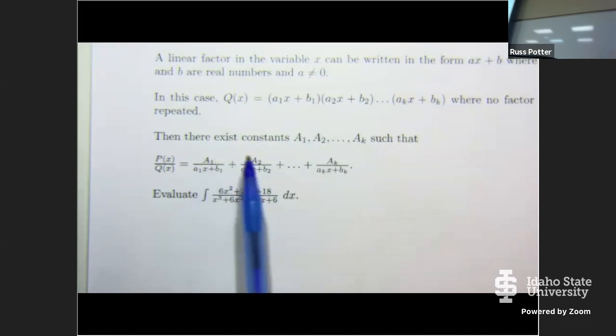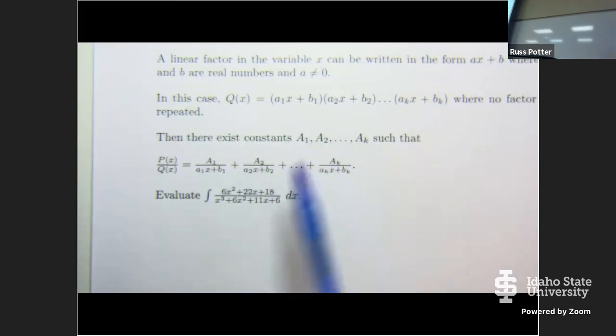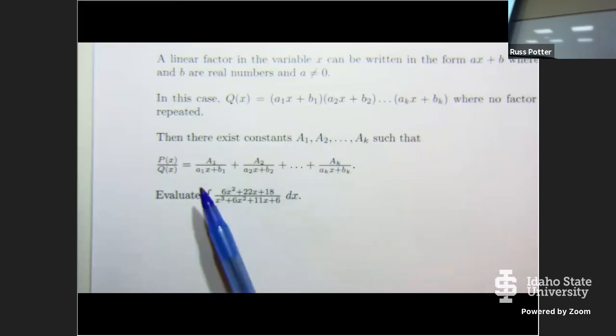Okay, so here are k partial fractions. It's possible for some of the constants to be 0. So it might turn out that we don't actually get a full number k of partial fractions, but we have to allow for the possibility. Okay, so let's try that method on this. Evaluate this indefinite integral of the rational function. It's a proper rational function. The degree of the numerator is 2 and the degree of the denominator is 3.